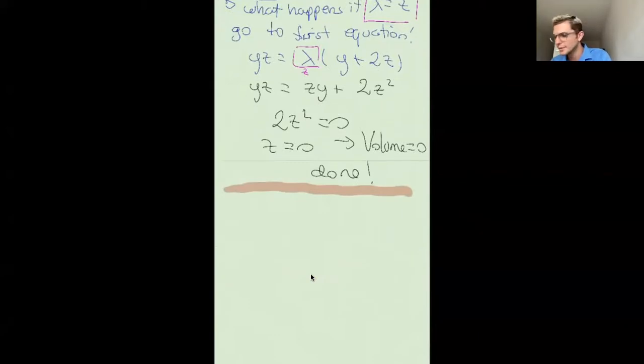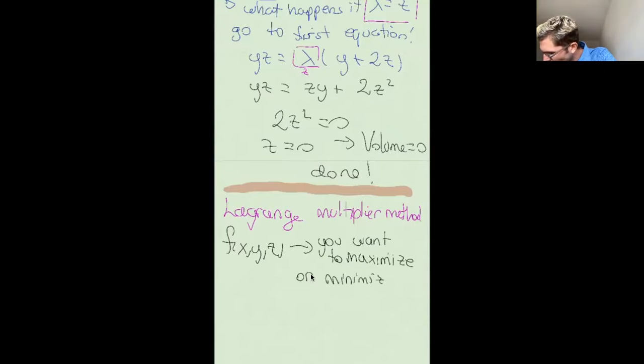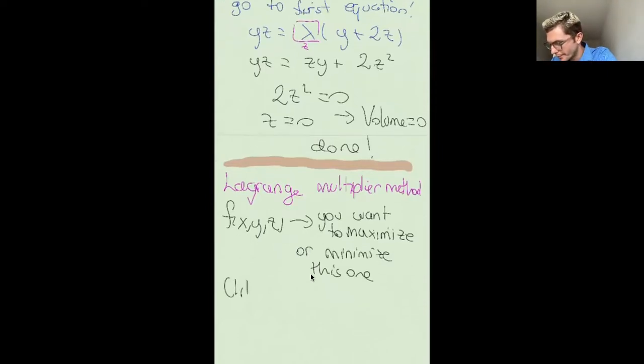So let me summarize what Lagrange multipliers says. You have a function f of 3 variables, which is the one that you want to minimize or maximize. This is usually the name given to this function. So this is like the volume in our problem, the one that you want to maximize or minimize.